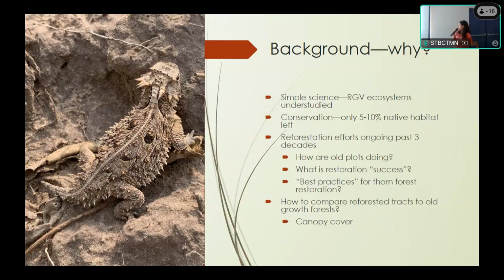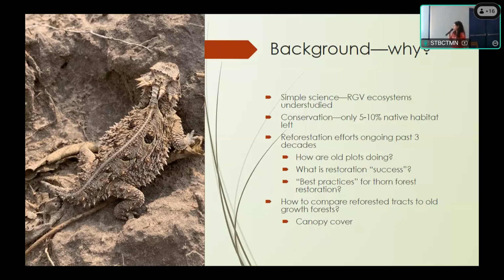So another reason for this background is that there's been reforestation efforts going on in the valley for the past 3-ish decades. They started off being led by U.S. Fish and Wildlife Services, and now they're being taken over by American Forests. But the way that this reforestation has historically been done is they go out somewhere, plant all the plants, or throw all the seeds out, and then they say bye and never come back. And so we want to know how these places are doing.